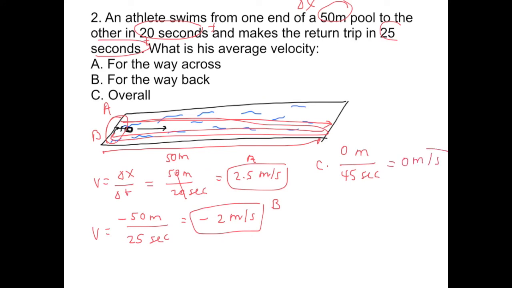So you can see that even when in part A and part B the athlete had a velocity that was greater than 0, if his total displacement is 0 meters, then his average velocity for the entire trip is 0 meters per second.